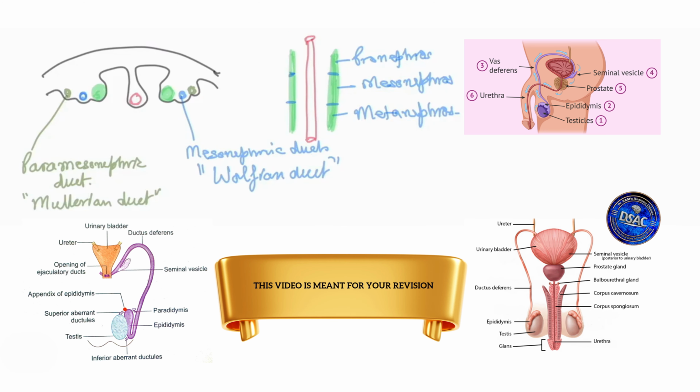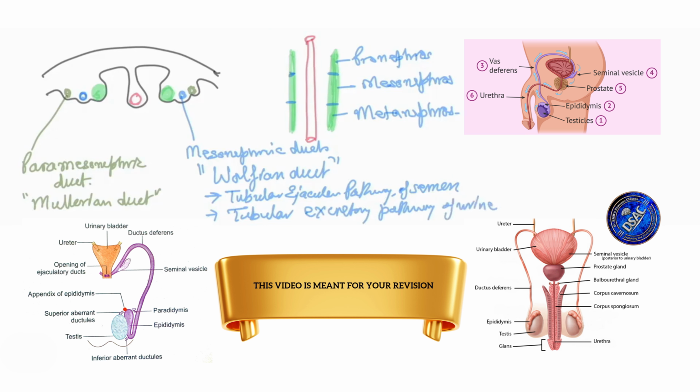As a general point, let me tell you that the mesonephric duct is going to develop into the ejaculatory pathway, the tubular. Because there's less space, I should summarize it here. Sometime I'll teach you all of it in detail. Tubular ejaculatory pathway of semen and tubular excretory pathway of urine in both male and females.